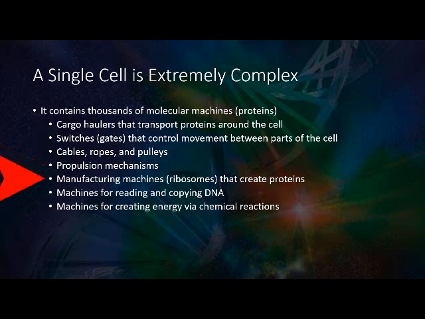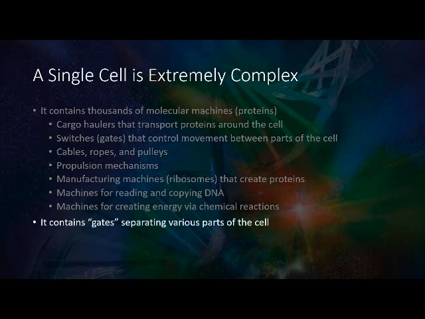There are manufacturing machines, they're called ribosomes, that create proteins. They take the DNA and they use a portion of the DNA to create a protein and fold that protein into just the right shape. There are machines that read and copy the entire DNA string and even check it along the way. There are machines that create energy using chemical reactions in the cell. So a single cell is not the way Darwin thought it was, just a little bag of protoplasm. They've discovered that there's very complex machinery in a cell.